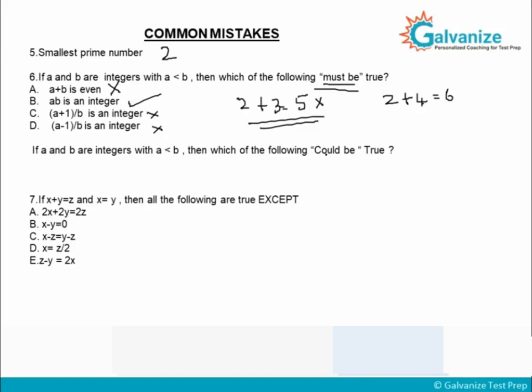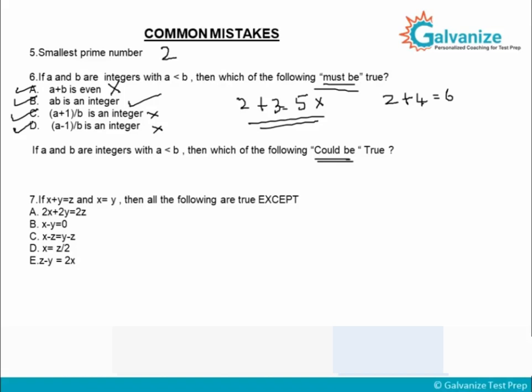AB is an integer. Now look at could be true. Even for one example, if you can find one example where it is true, then you mark it as true. A plus B is even. Of course, you know that the sum of two even integers is even. Nothing is known about A and B, so you're free to plug in any numbers you want. So could be true, even for one case, it's true. So for the second question, A plus B is even is correct. AB is an integer is correct. A plus 1 by B is an integer, yes, it could be. A minus B, A 1 by B, it could also be an integer. So all these can be integers.